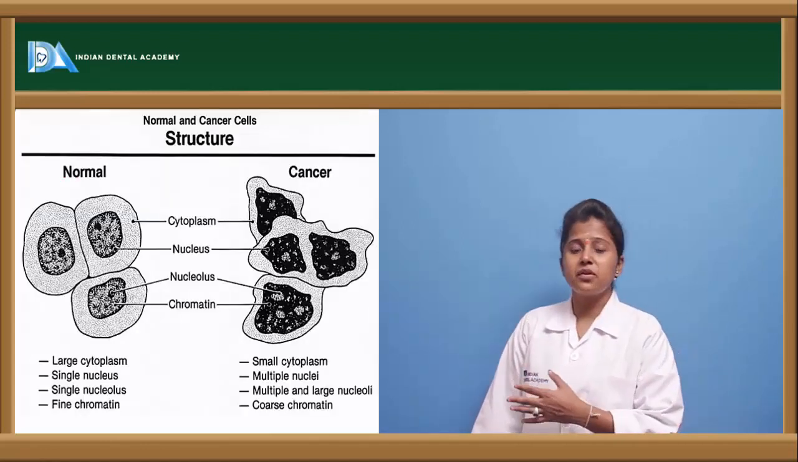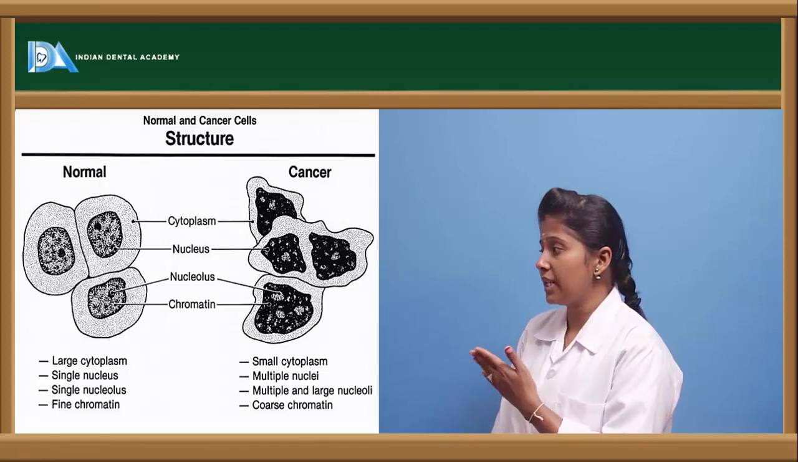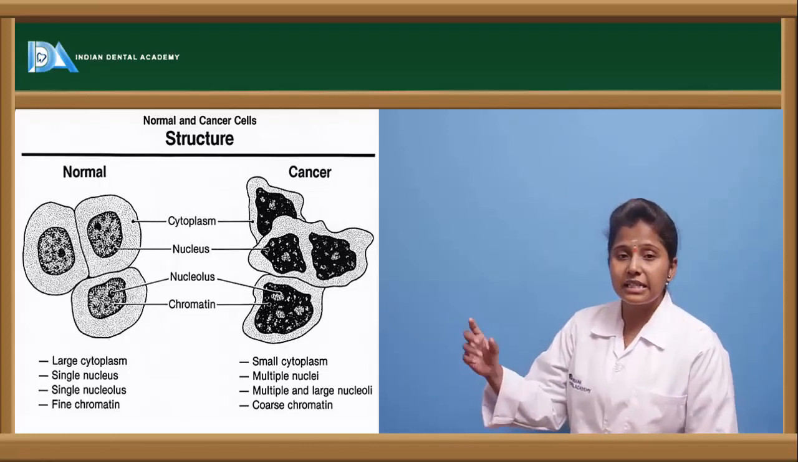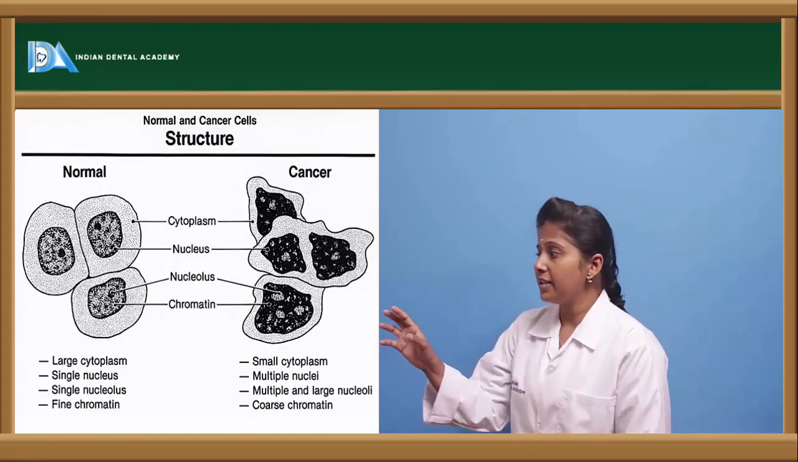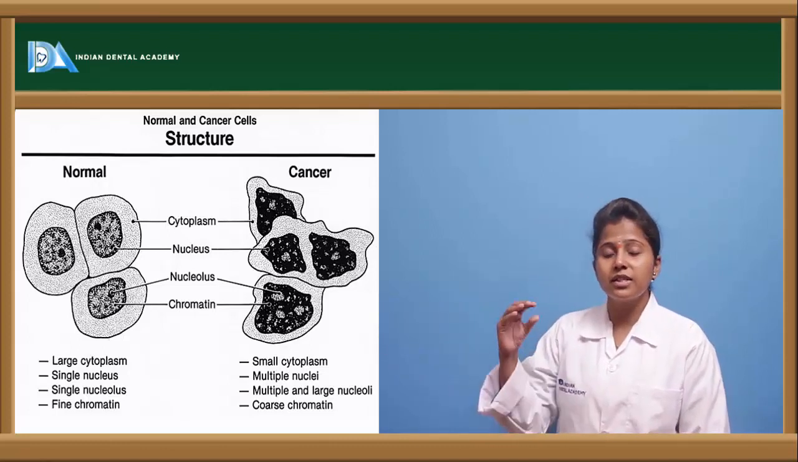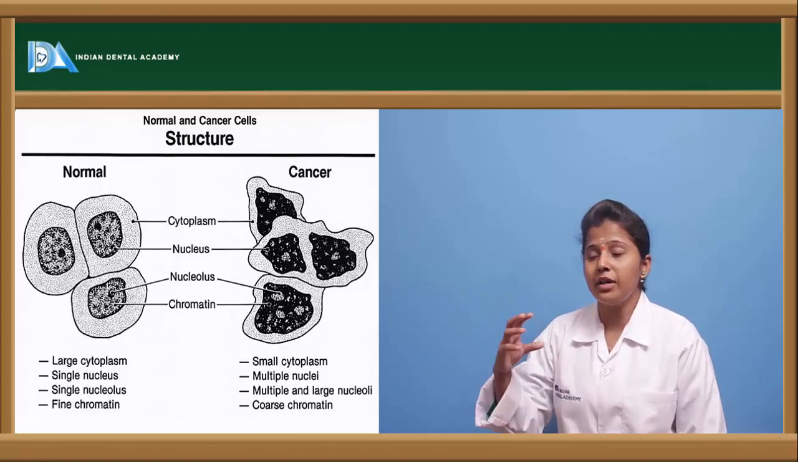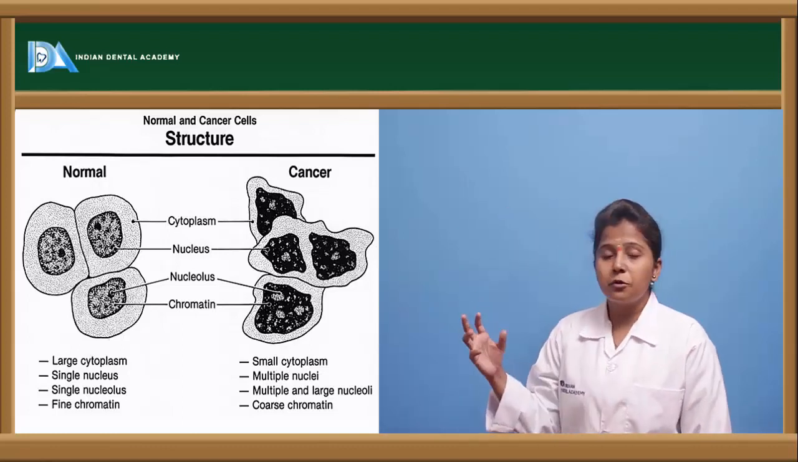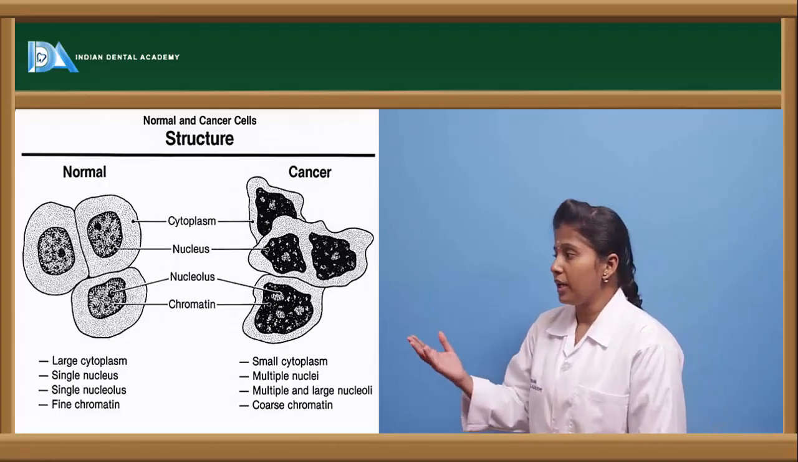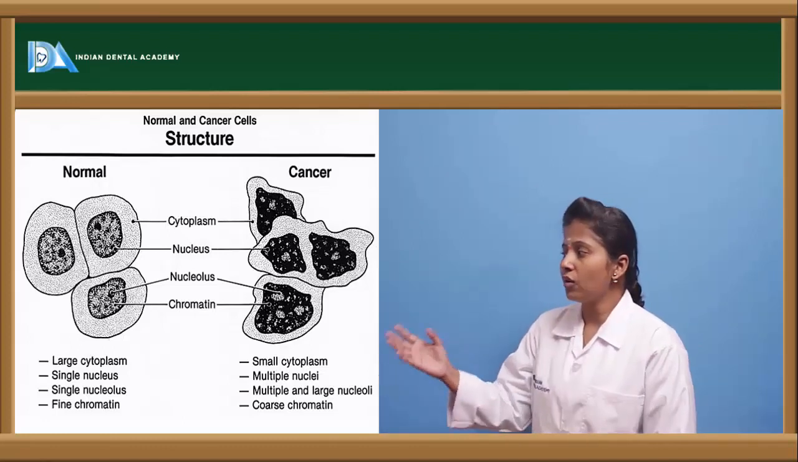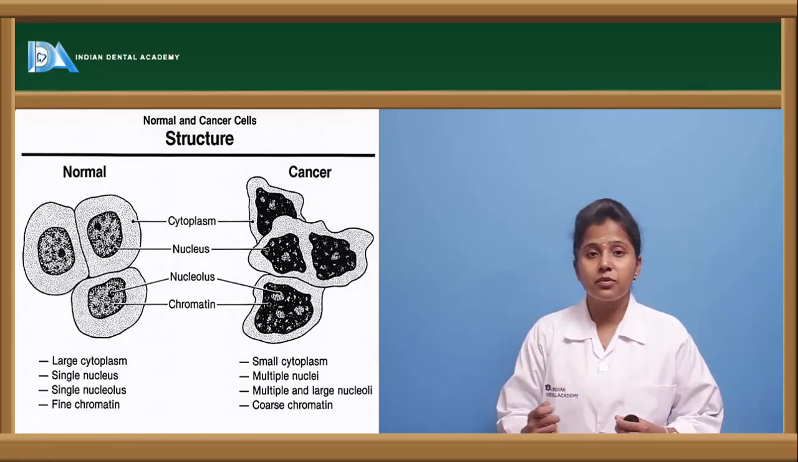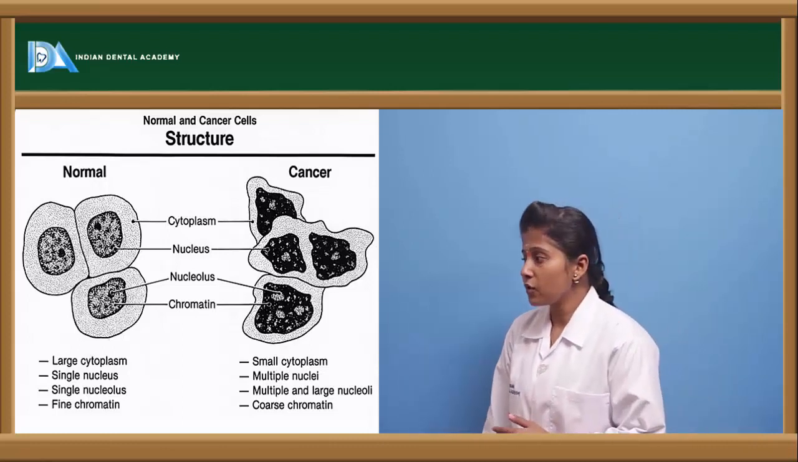Here we can see the pictorial representation of the normal cell and the cancer cell. Here the cytoplasm: we see the cancer cells have less cytoplasm. And the nucleus: in the normal cell, the nucleus is proper, having a proper shape and function. If we see the cancer cell, the nucleus is not that proper, the nucleolus is also completely damaged, and the chromatin fibers present in the nucleus are also improper.